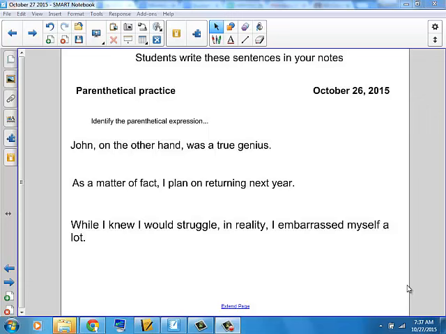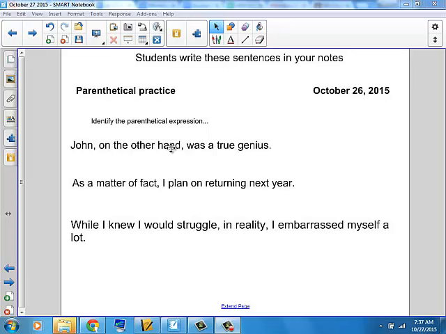Okay, in the previous class, we spent some time looking at parenthetical practice, and we used this slide, and students were asked to identify what the parenthetical was. And so in "John, on the other hand, was a true genius," John is the essential element. On the other hand is your parenthetical expression with the commas on either side. Was a true genius is also an essential element.